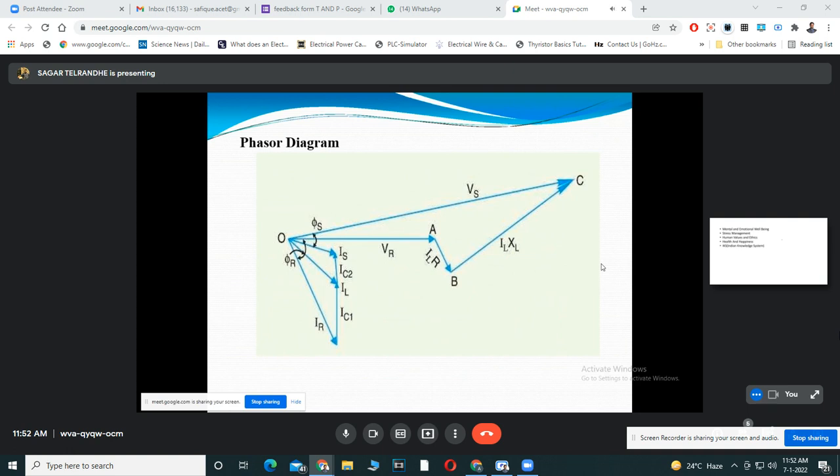Then, if we join the last two ends of this phasor diagram, we find that it forms out to be the sending end voltage. Thus, we can say that the sending end voltage is distributed over the load, over the resistance, over the inductance, as well as over the capacitors.